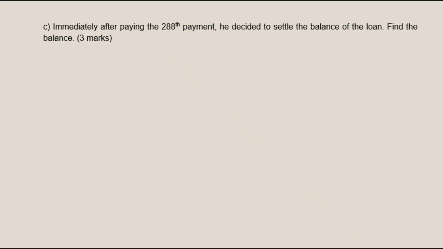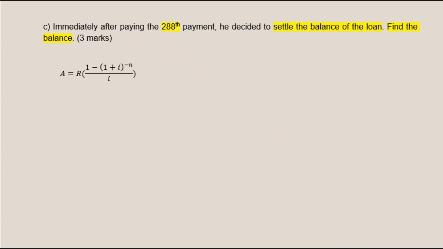Immediately after paying the 288th payment, he decided to settle the balance of the loan. Find the balance. To answer this question, we have to identify the information given in the question. It is stated that he decided to settle the balance of the loan after paying the 288th payment, which means he wants to pay the rest of his loan in one go.